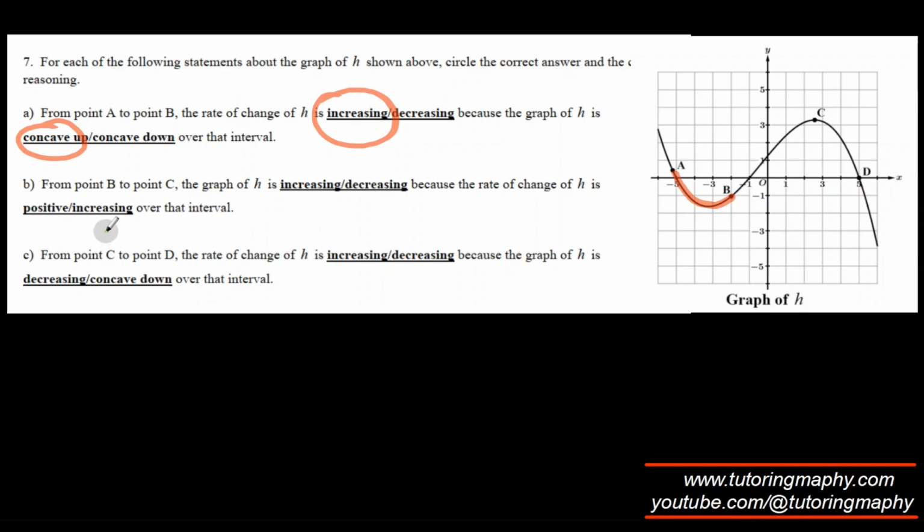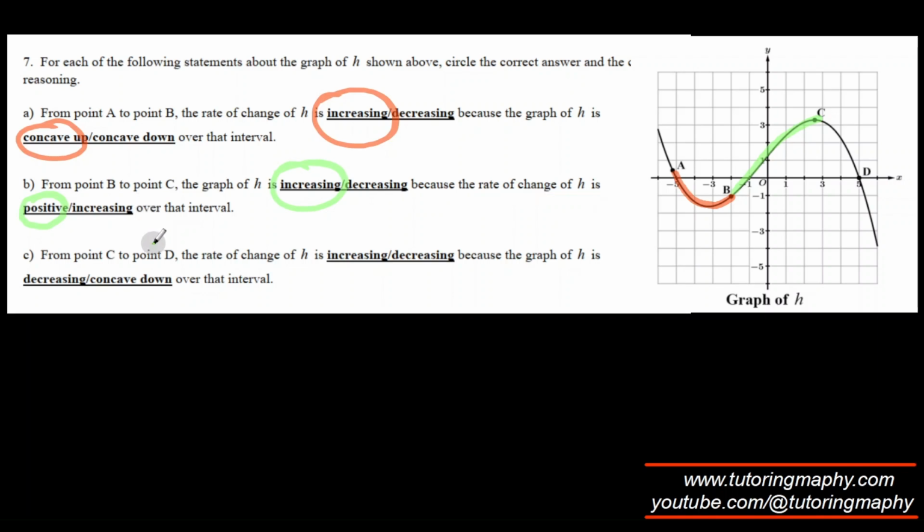Between B and C, they are asking whether the graph of H is increasing. Also, be careful. They are asking whether the graph of H is increasing or decreasing. That's pretty straightforward because between B and C, obviously the graph is climbing, right? So it has to be increasing. And when the graph is increasing, the rate of change is definitely positive. Don't be confused by saying that the rate of change is increasing, because if I say the rate of change is increasing, I'm basically interested in knowing whether the function is concave up or down, which is not the case here.